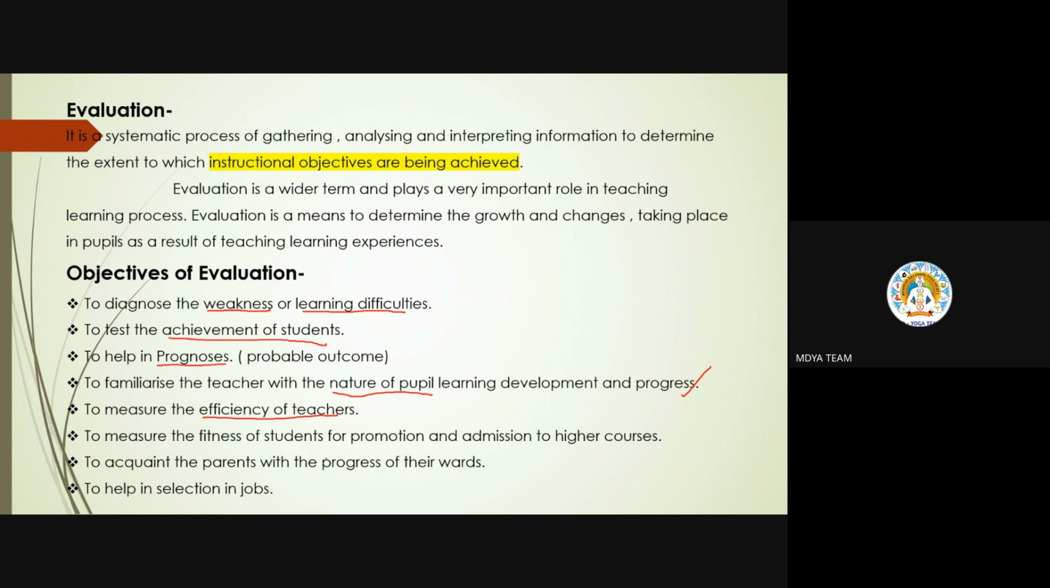To acquaint the parents with the progress of their ward. Since in a school there are only learners and teachers, parents are not aware of what the learner is learning in the classroom. So with the help of evaluation, there are parent-teacher meetings happening in the school that help the parents to familiarize themselves with the progress of their child. To help in selection in jobs: obviously, the CGPA helps in the selection. A good CGPA will get you through the jobs well, and a low CGPA may be a problem.